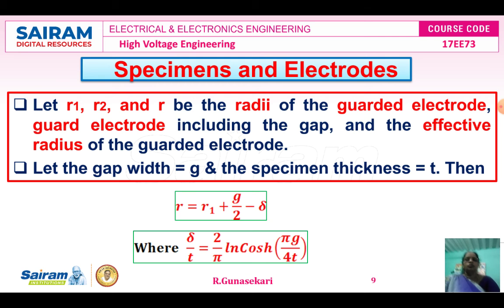Now, how to calculate the effective radius of the guarded electrode, small r, that is equal to r1 plus g divided by 2 minus delta. Where delta is the correction term, where delta by t is equal to 2 divided by pi times natural logarithm of cosh of pi g divided by 4t. By using this formula, you can calculate the effective radius of the guarded electrode.